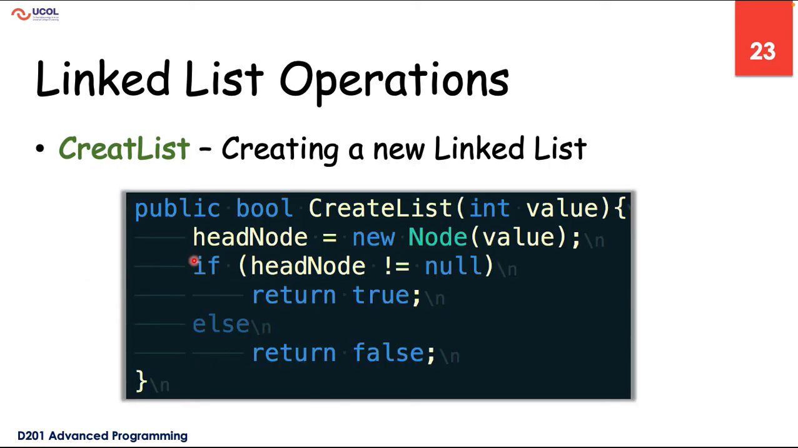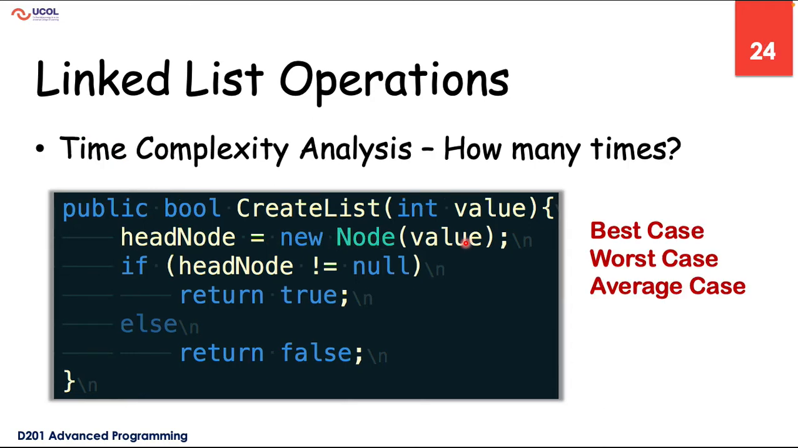Okay, and then we create the list. So we can say public boolean createList(int value), and headNode is equal to new Node(value), and if headNode is not equal to null, return true, otherwise false. So that head node needs to be assigned with the node that we have created.